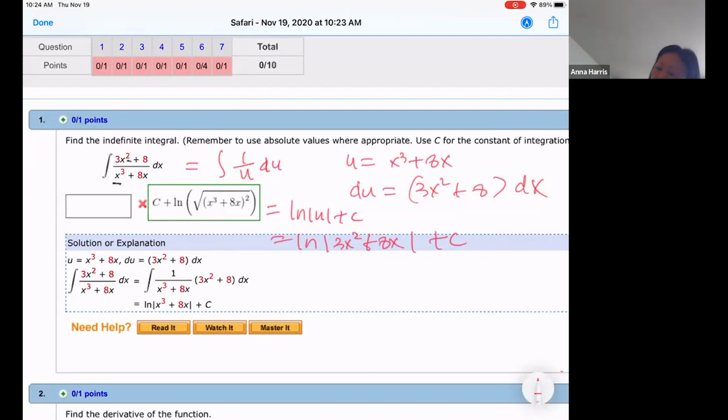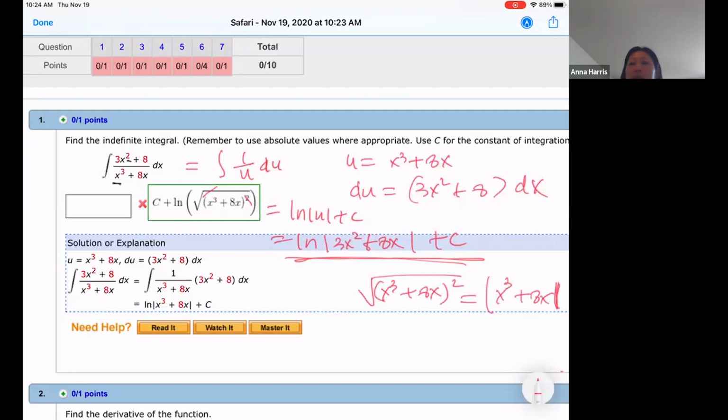By the way, they put this square root, you don't need it, right? Because square and square root, what? They cancel out. So I have no idea why they put it. So the best thing is just put the absolute value. Okay, just put the absolute value. Because what they did here, x to the 3 plus 8x squared, is equivalent to the absolute value of x to the 3 plus 8x, because anything squared becomes what? Positive.